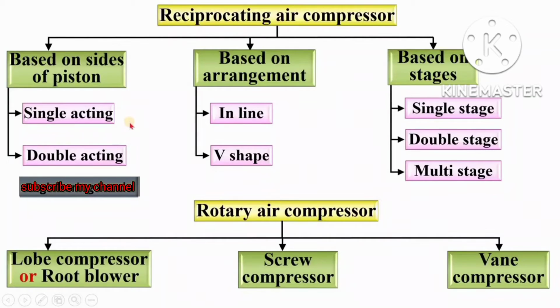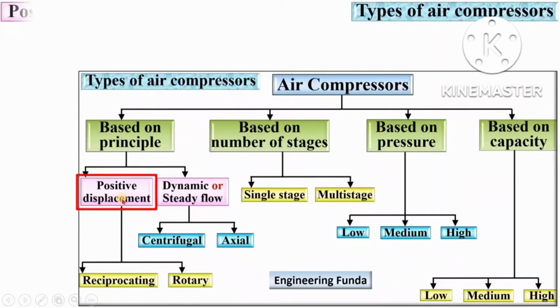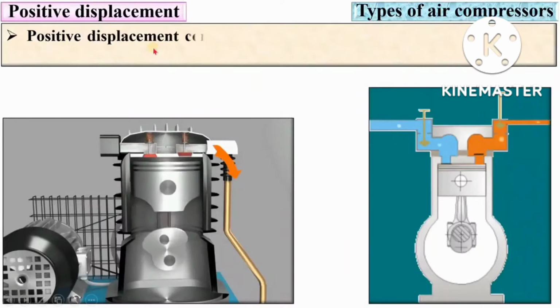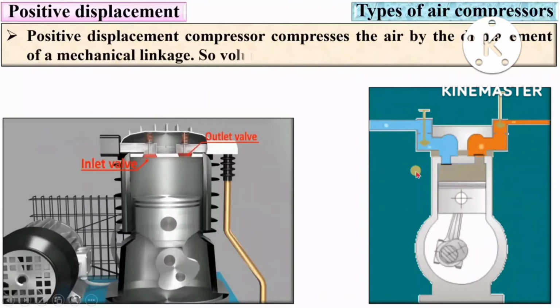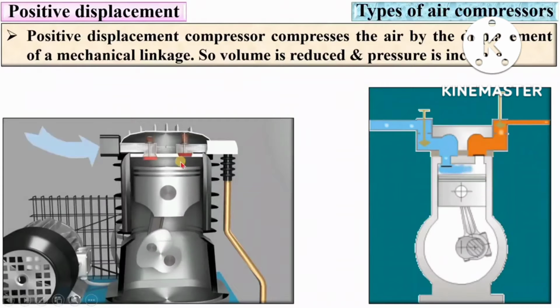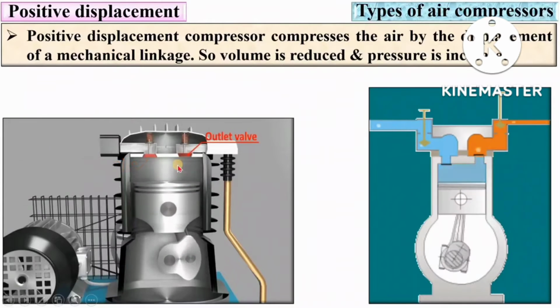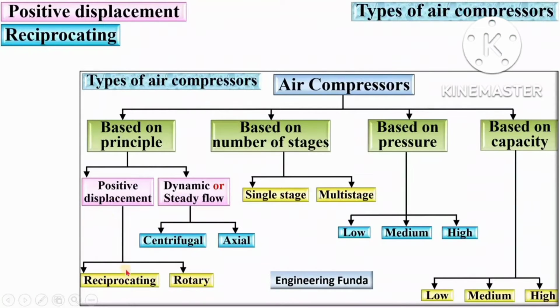Now let's see one by one all the types of compressor briefly. So let's start from the first one. Based on principle, positive displacement compressor. Positive displacement compressor compresses the air by the displacement of a mechanical linkage. Here you can see, the volume is reduced and pressure is increased. Now next, positive displacement is further classified as reciprocating compressor and rotary compressor.